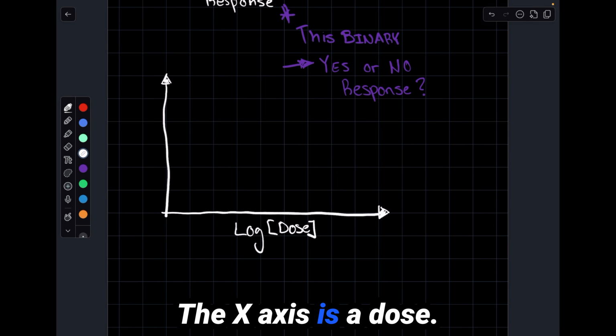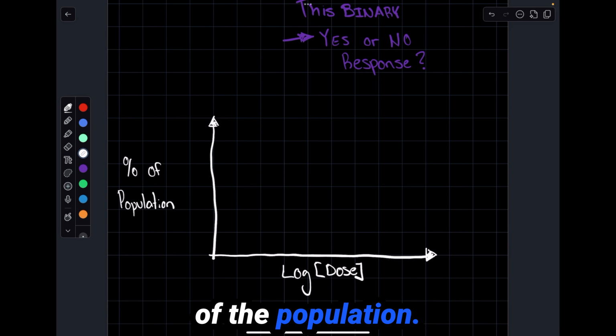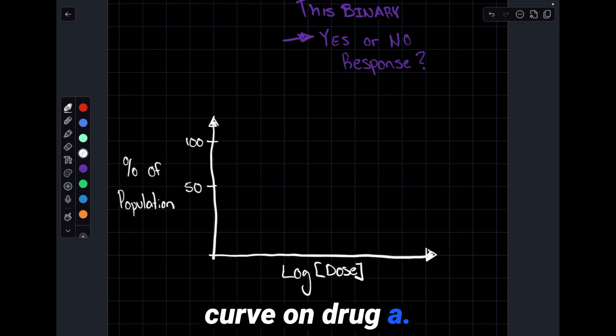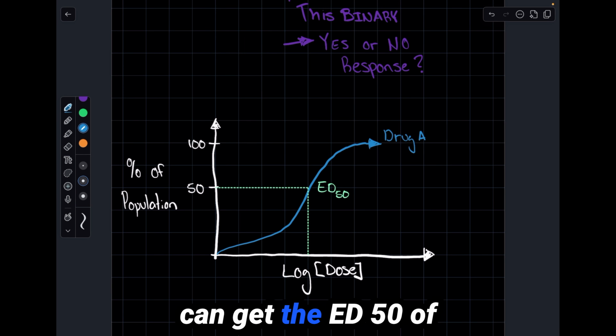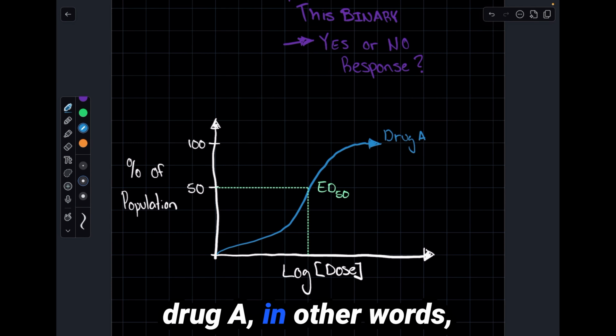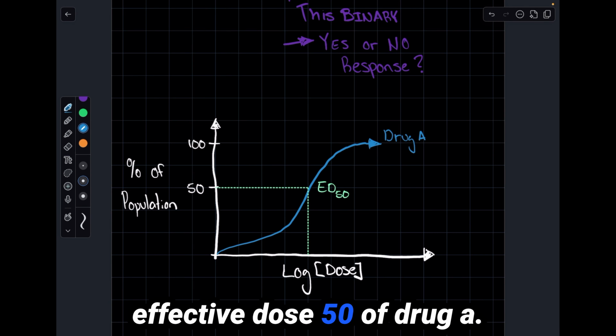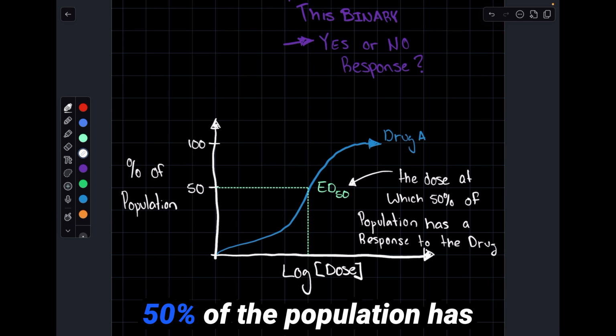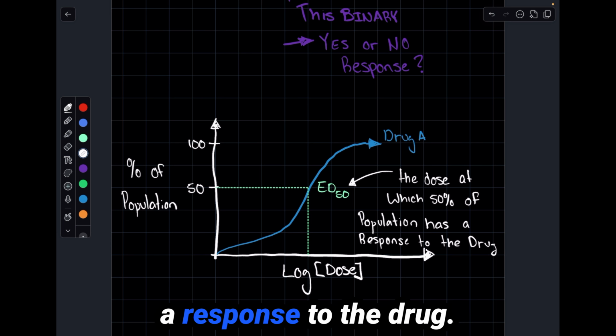The x-axis is a dose. The y-axis is percentage of the population. Let's say we're doing a quantal dose response curve on drug A. So from this curve, we can get the ED50 of drug A. In other words, effective dose 50 of drug A. ED50 is the dose at which 50% of the population has a response to the drug.